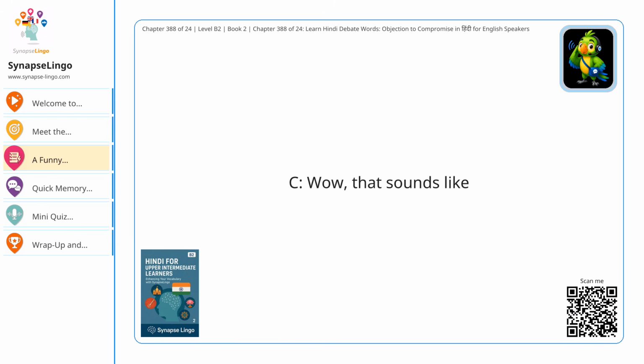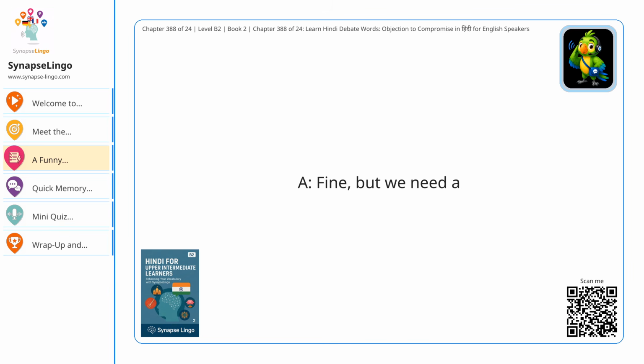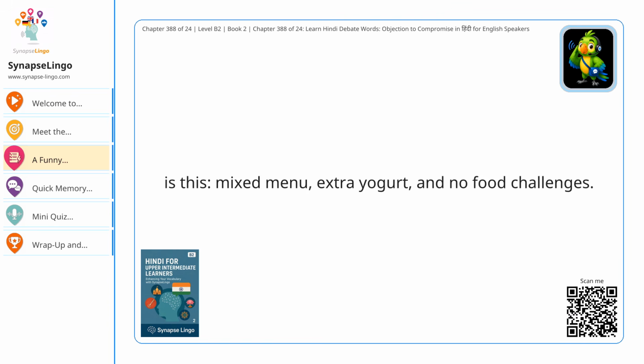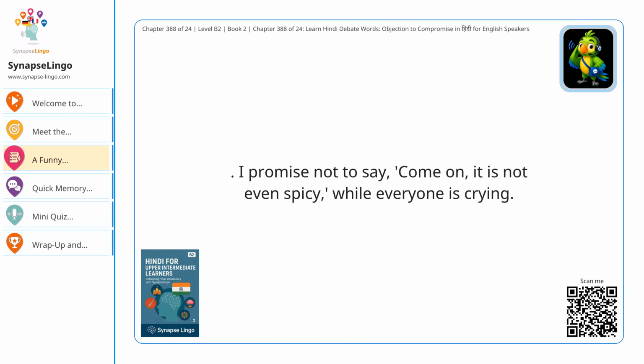C: Wow, that sounds like Jabardasti. B: I have a Prativad. We should go somewhere with both spicy and mild food. A: Fine, but we need a Pratirodhak upay. In case someone orders fire-level chili again. D: Good idea. Yogurt counts as a Pratirodhak upay. C: So the Samjhota is this: mixed menu, extra yogurt, and no food challenges. A: I will make one Riayat. I promise not to say, come on, it is not even spicy, while everyone is crying.